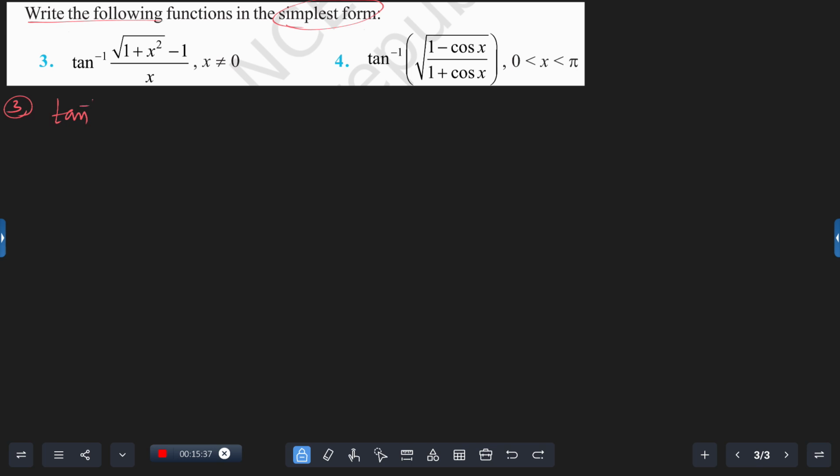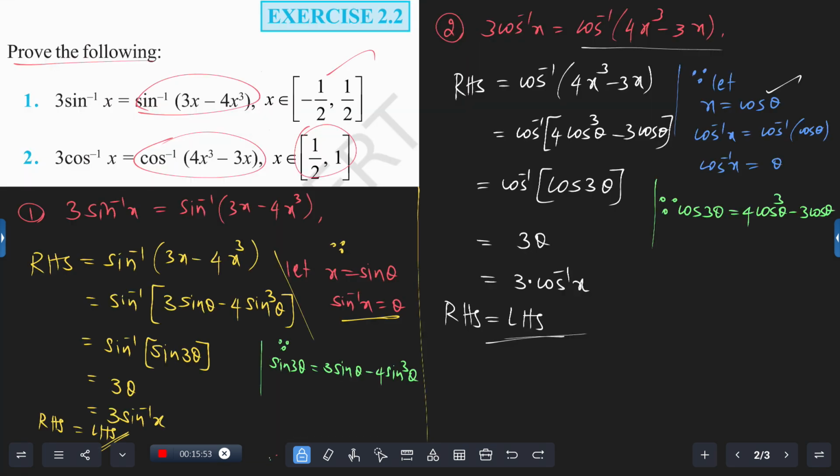So, tan inverse of (square root of 1 plus x square minus 1) divided by x, where x is not equal to 0 is the given condition. Children, listen. You have to assume x. In the previous question we assumed x equal to cos theta, and in the first one we assumed x equal to sin theta. How did I assume this? By looking at the question, which is in the form of the cos 3 theta formula.